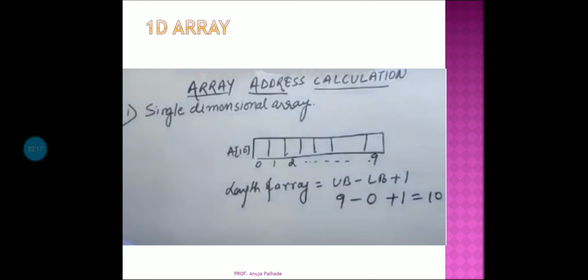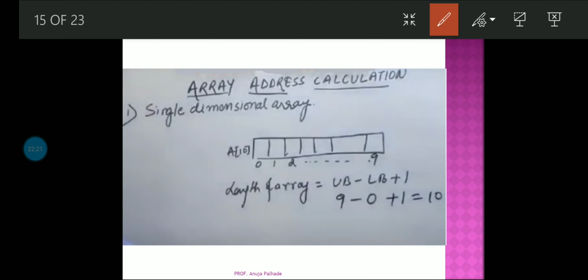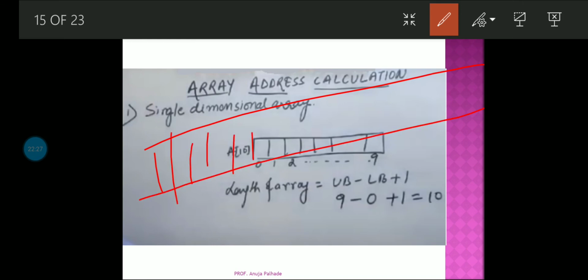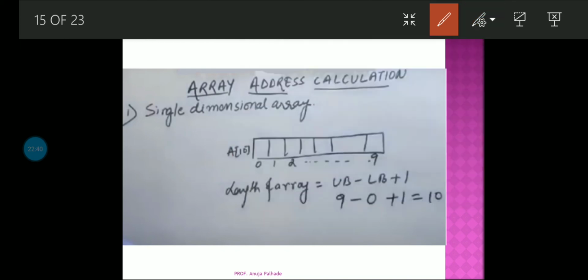Now move ahead. So this is how you can find the array address calculation. What if you want to count the length of an array? Suppose this is the array, which I have drawn for all of you. What is the size of an array? You just have to find the upper bound and the lower bound, plus 1. That means upper bound minus lower bound plus 1. If you do this, you can find the size of an array.